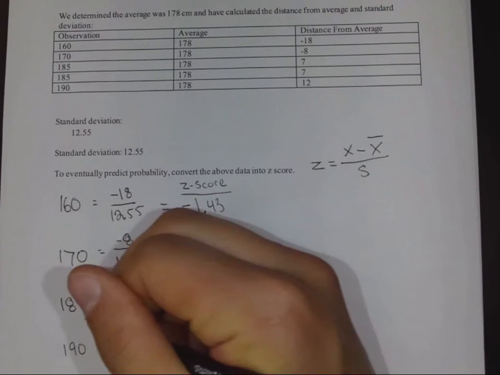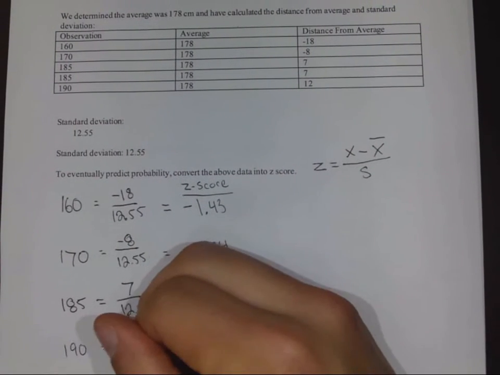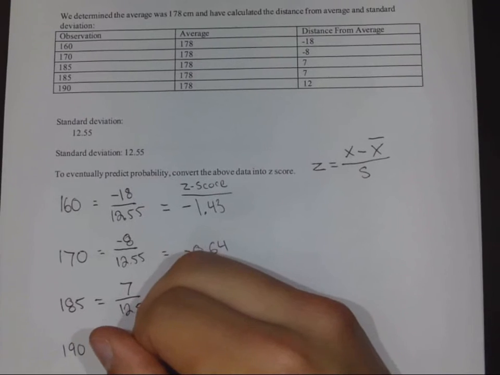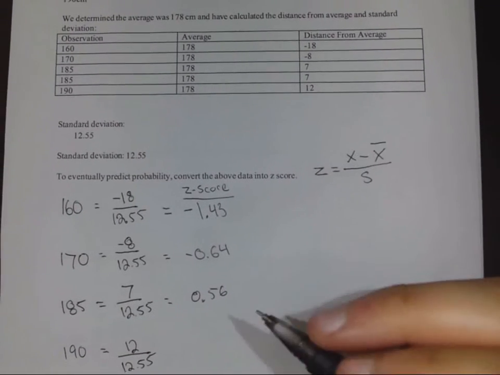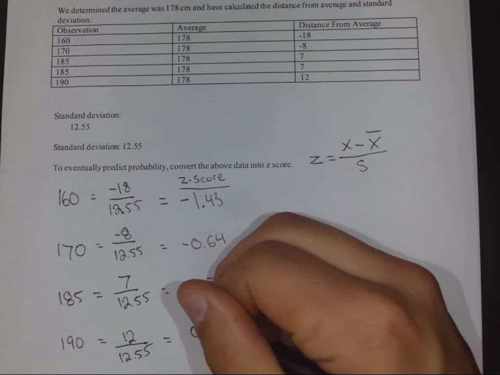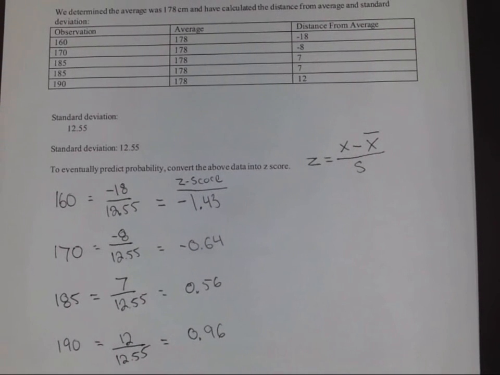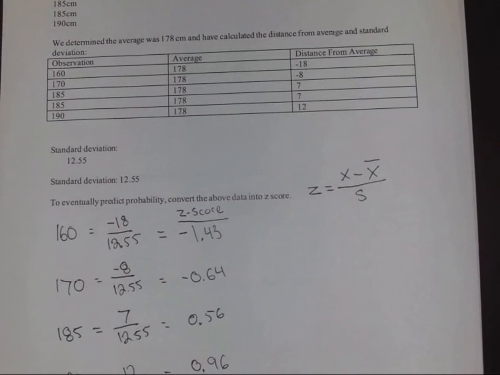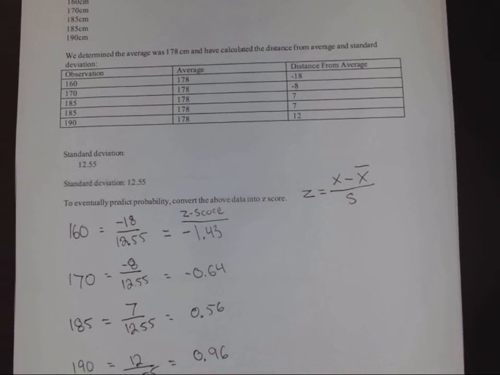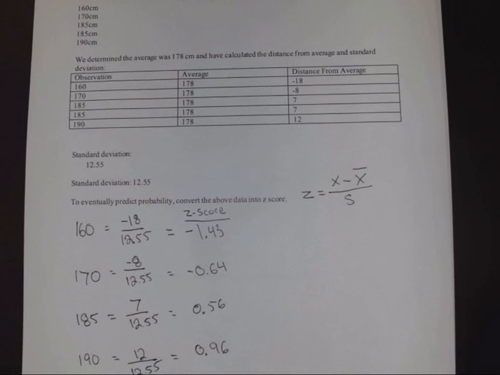And 190, 12 over 12.55, 12 down here, for a z-score of 0.96. In question 3.22, we can determine what the z-score is, and how it can determine our probability using the z-score.